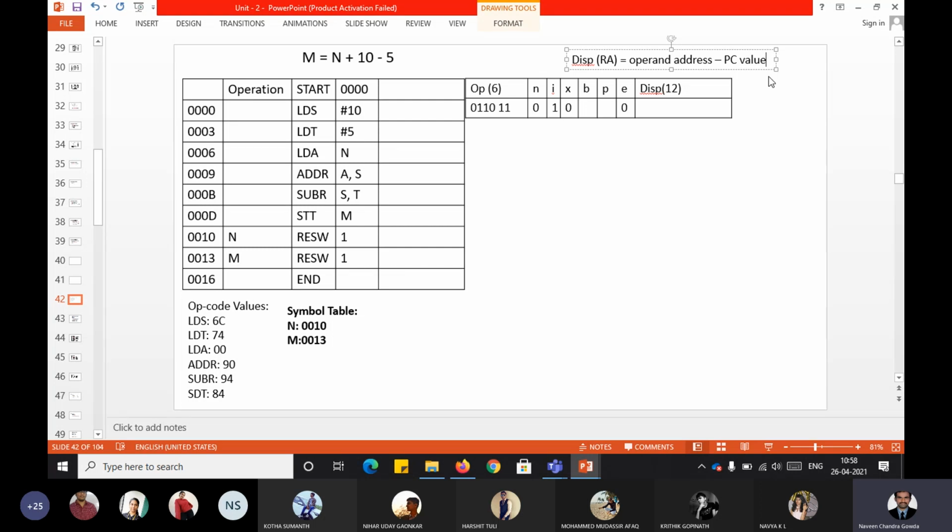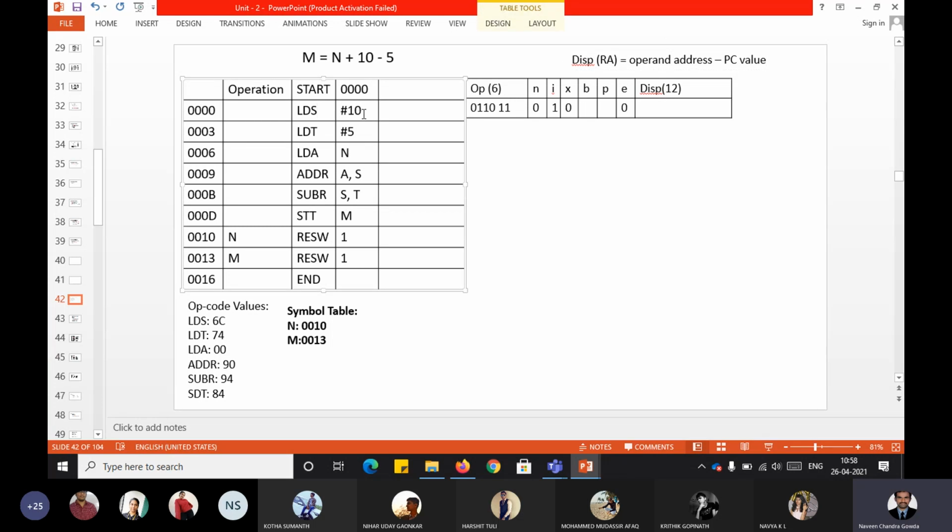Keep in mind, there is so much of a story we are going to discuss in further classes about that relative address. How to find the relative address: it is by using the formula operand address minus the PC value.